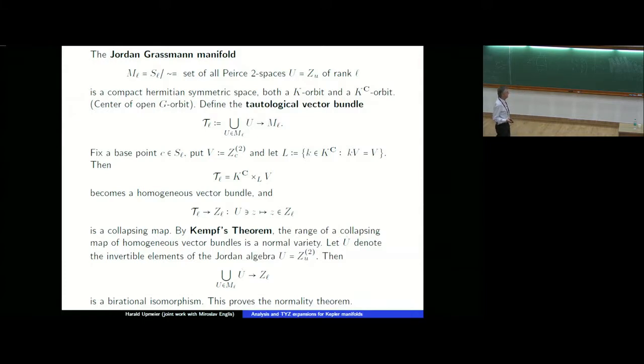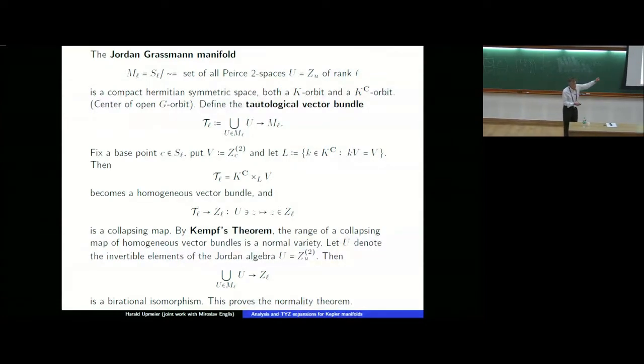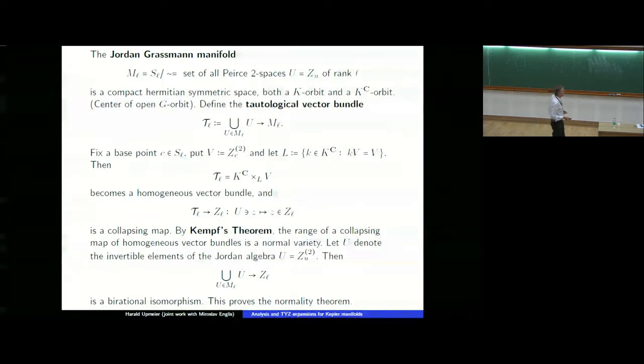Now, how about the birational isomorphism? Well, you take the invertible elements in each fiber. That's an open dense, Zariski dense subset. And on the invertible elements, the tautological bundle becomes disjoint. Different Peirce spaces cannot overlap in invertible elements. That is not possible. On the invertible elements it's disjoint, and that becomes my birational isomorphism.